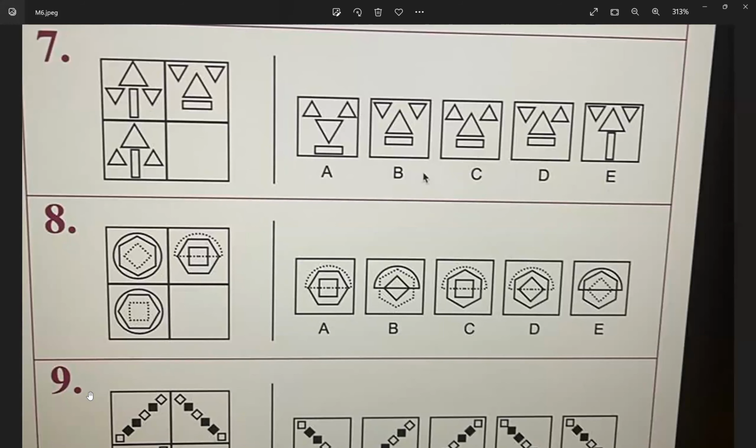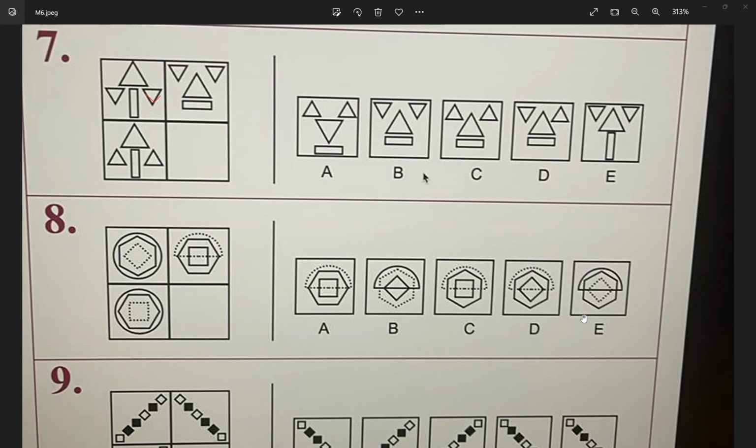Now please try question number seven. So here we have some shapes. We have one large triangle, two small triangles, and one small rectangle. And the rectangle rotates, you could say, to turn horizontal. And then the other triangles stay the same, but they move positions. These two ones go up, and then basically, yeah.